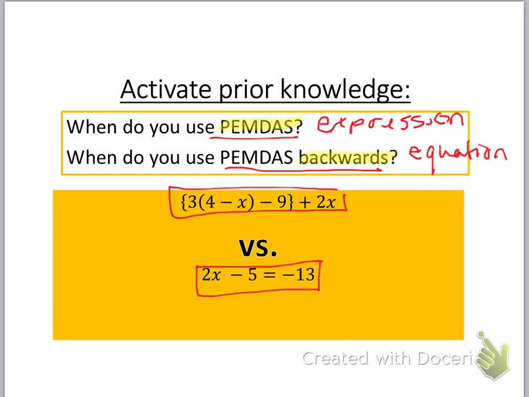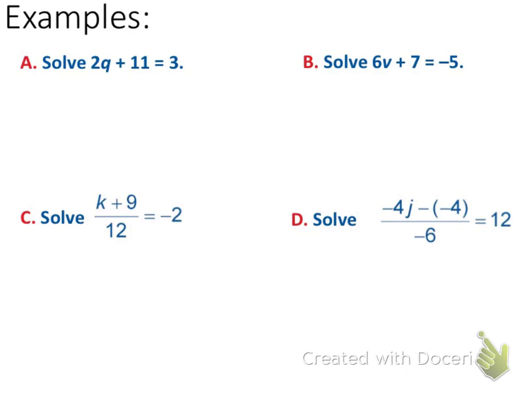So let's look at an example. It says solve 2q plus 11 equals 3. So we're going to undo each operation that was done to q backwards through PEMDAS. So I'm starting with the addition and subtraction. So that means I need to deal with the 11 first. So the opposite of adding 11 is subtracting 11. That gives me 2q equals 3 minus 11 is negative 8. Now I can deal with the multiplication that I have here. The opposite of multiplying is dividing.